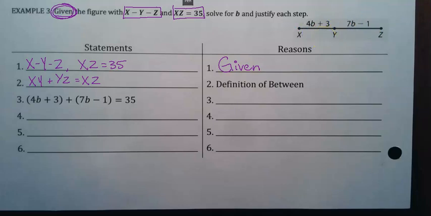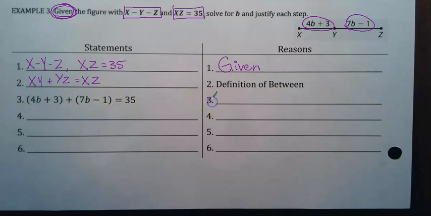Okay, then now all of a sudden we have the quantity 4b plus 3 plus 7b minus 1 equals 35. Well, where do we get that from? Oh, it's because up here we said xy is equivalent to 4b plus 3. Plus, there's our plus sign, yz. yz is equivalent to 7b minus 1. And we know that xz is 35 because that was right here. So see how we're putting these two pieces, step 1 and step 2, we're combining them in step 3.